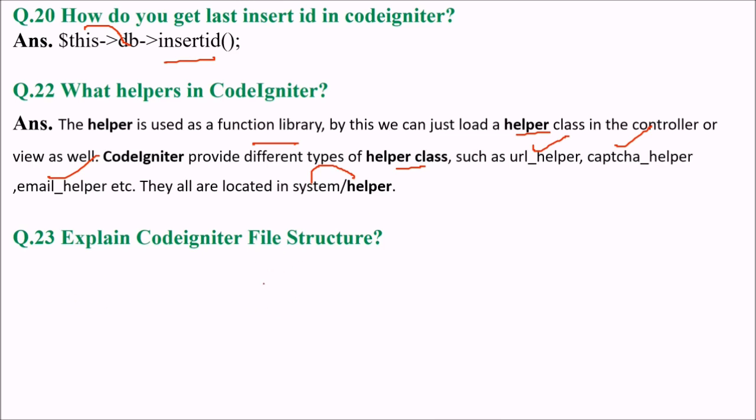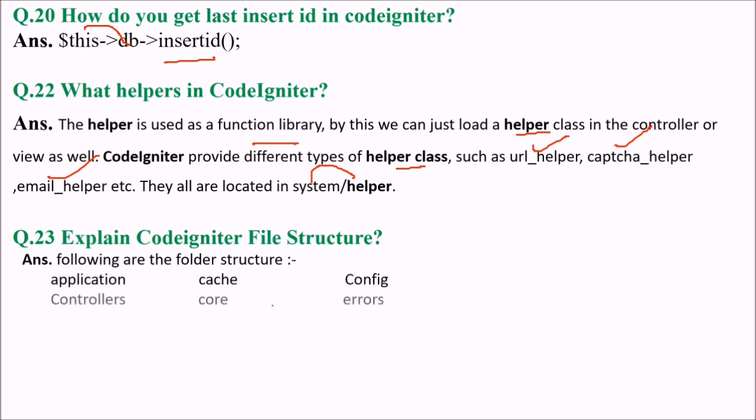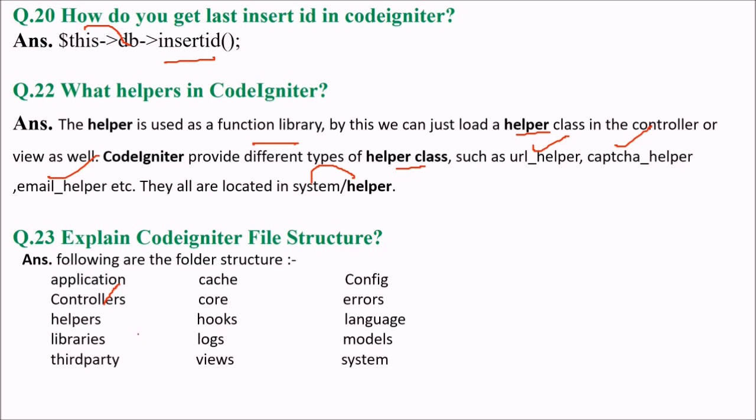Explain CodeIgniter file structure. We have a folder structure, as I said, you have application, and in this folder you can find the controller folder, model folder, and then you have other core folders and this type of folders. If you download it and unzip it, you'll see all these things there.